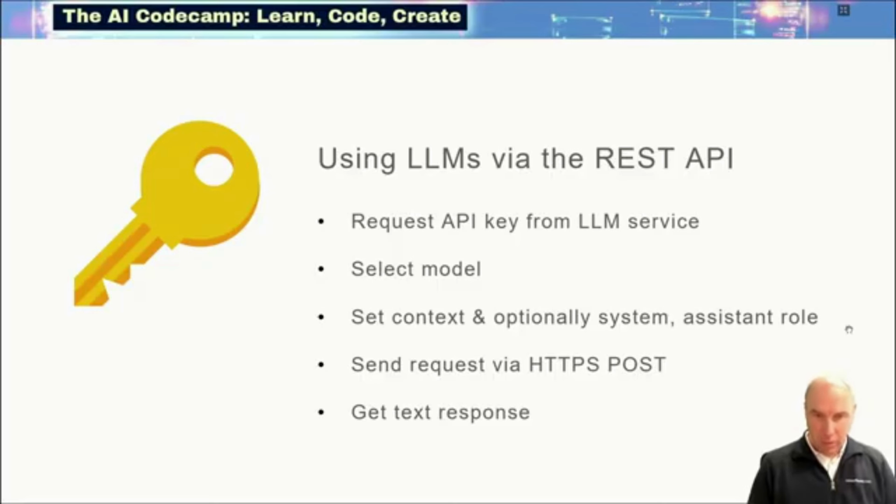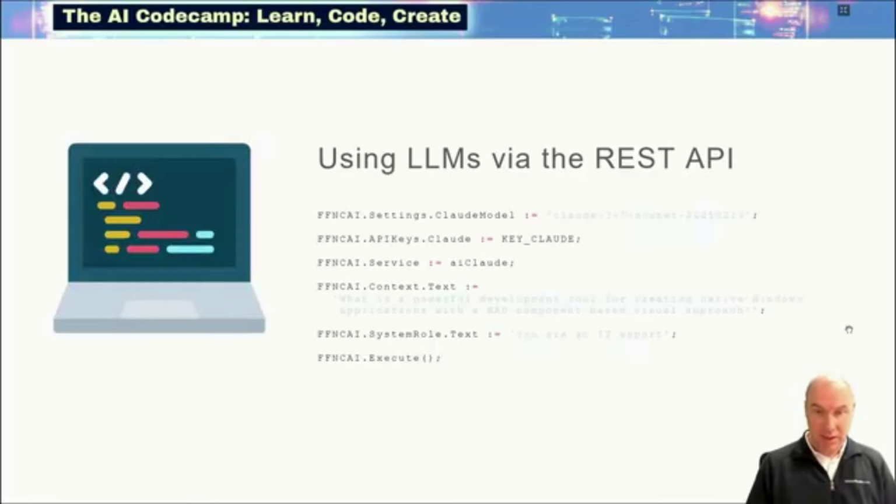And then when we have the API key ready and the model selected, we typically set the context, the prompt that we want to submit to the LLM. And in response to the HTTPS post of this prompt, we get a text response from the LLM. That is what the LLM answered us on this prompt.